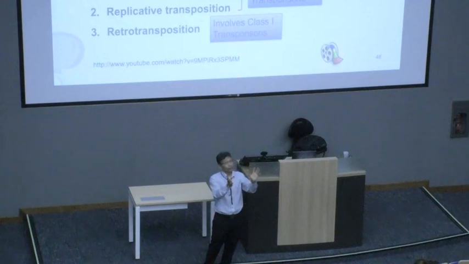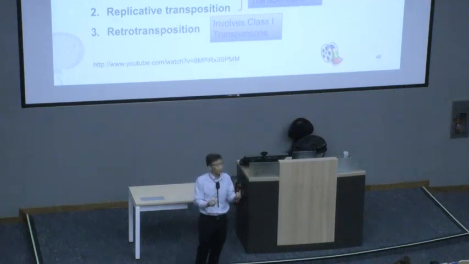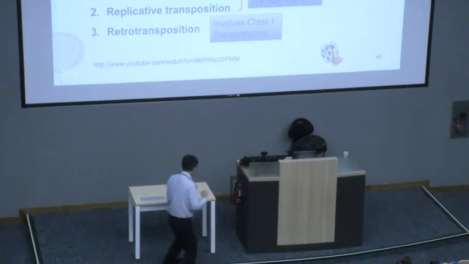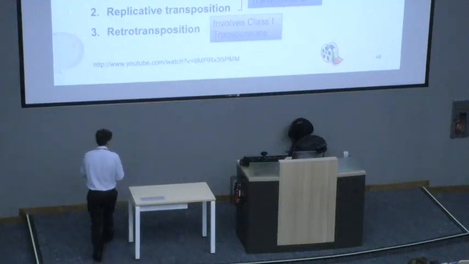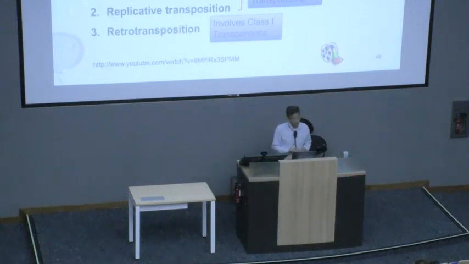In all the previous talks, we looked at how integrity and stability can be maintained. But in today's talk, we look at the mechanisms of how variations can be introduced: the recombinations and the transpositions. Okay, there are three general pathways for transposition: simple transposition, replicative transposition, and retrotransposition.